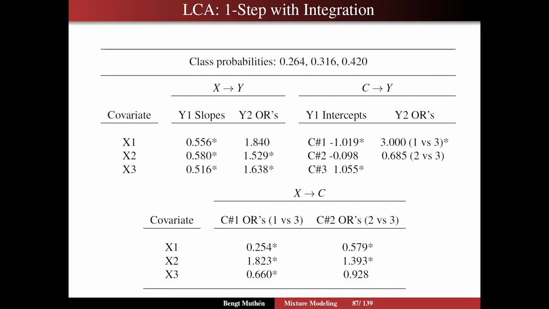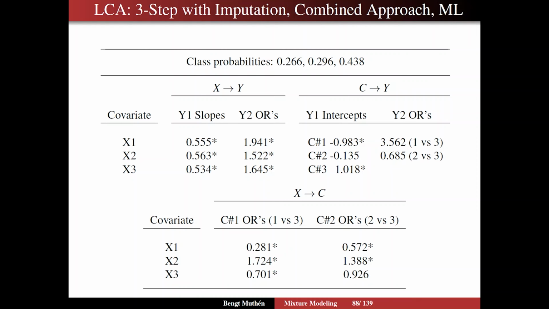Now, if you look at other model parameters, and we have here the one step with integration. You have x to y here. That's a regression of y on x. C to y, changes in intercepts or odds ratios. And x to c. What we're going to take a look at is not the numbers per se, but significance. So we have asterisk where there is significant results. Now, on slide 88, we have the ML combined approach.